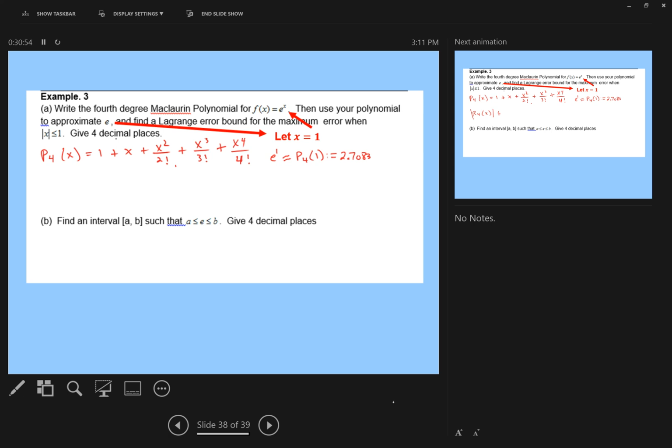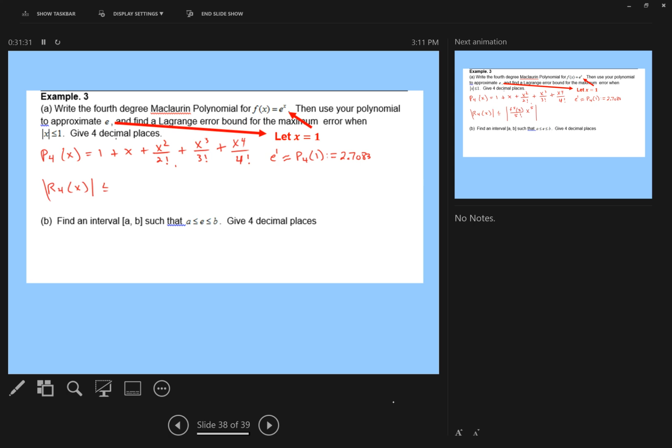Okay? So they said, use your polynomial to approximate e. Check, I just did that. And what's the last thing they tell me to do? Find a Lagrange error bound for the maximum error when x is less than or equal to 1. That's weird. We'll come back to that in a minute. All right. So what would have been my notation? R sub what? 4. R sub 4, because that's how many terms you used in your polynomial. But now when I set up my formula, what derivative am I going to use? The fifth.